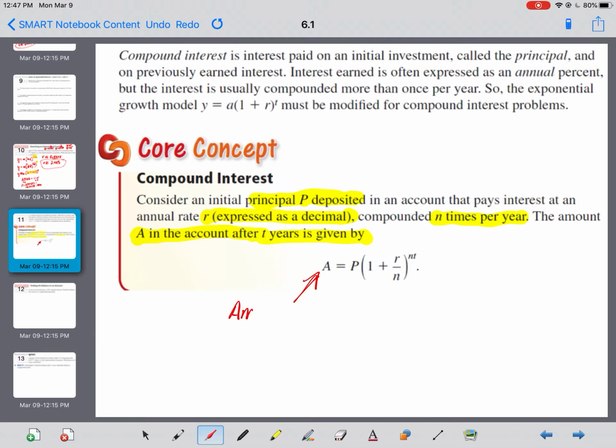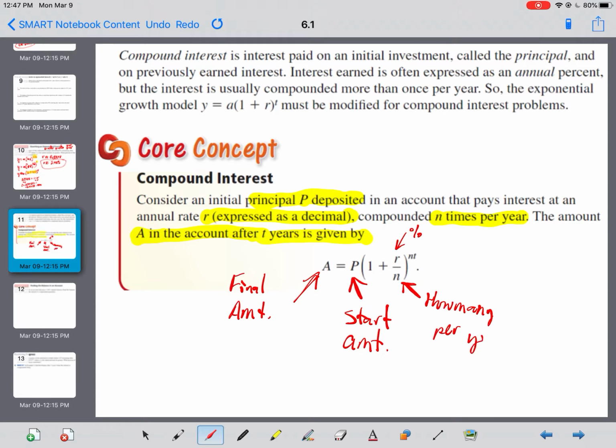Okay? So this is your final amount. This is your starting amount. This is your percent rate as a decimal. This is how many times.